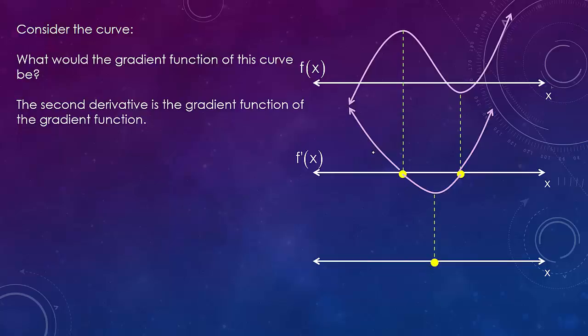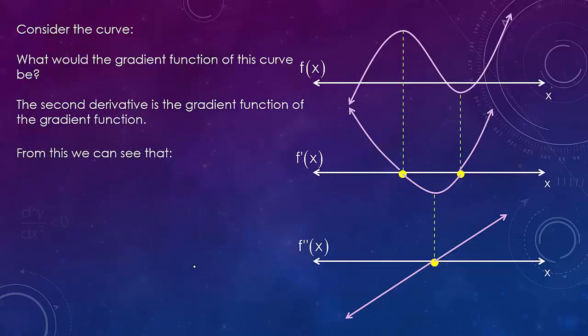If we look to the left of that, the gradient is negative. To the right, the gradient is positive. So if the gradient is negative, then the gradient function must be below the axis. The gradient's positive, the gradient function must be above the axis. So this is the second derivative, which is the gradient function of the gradient function.